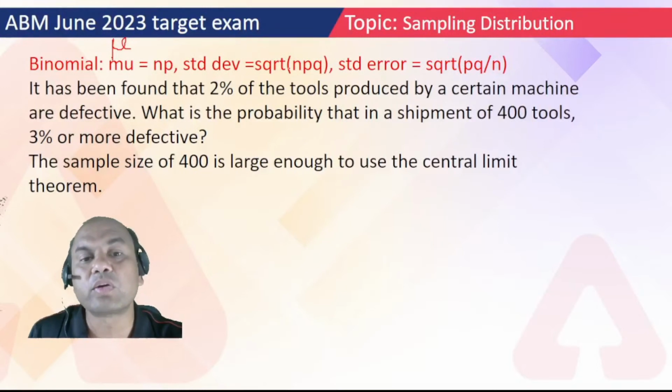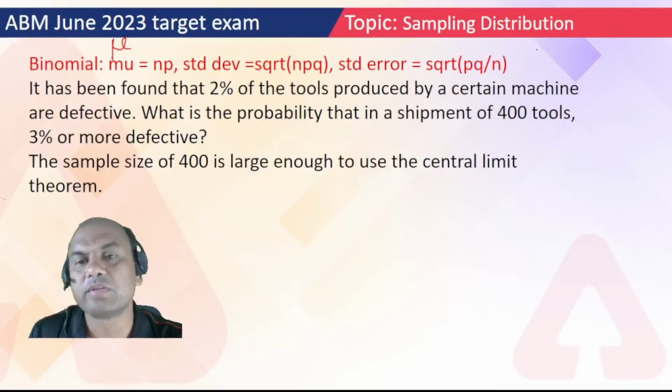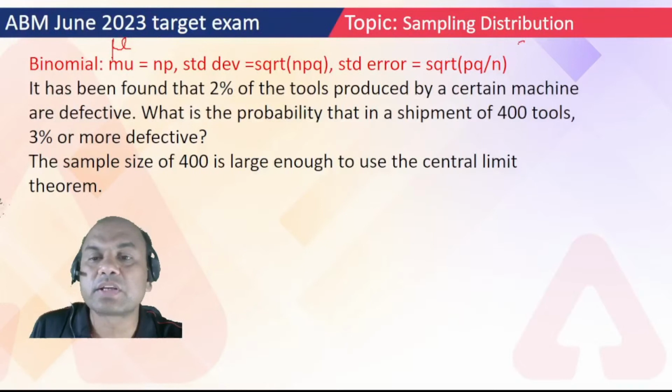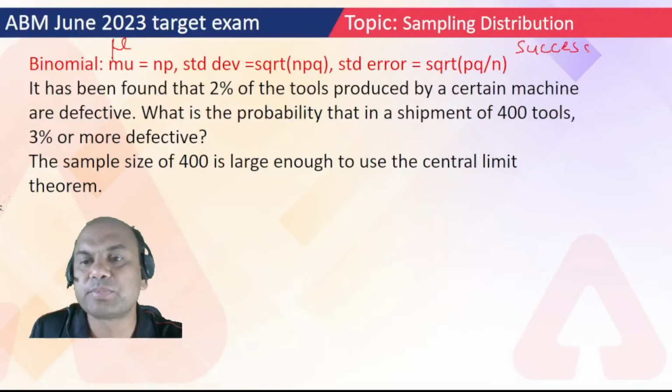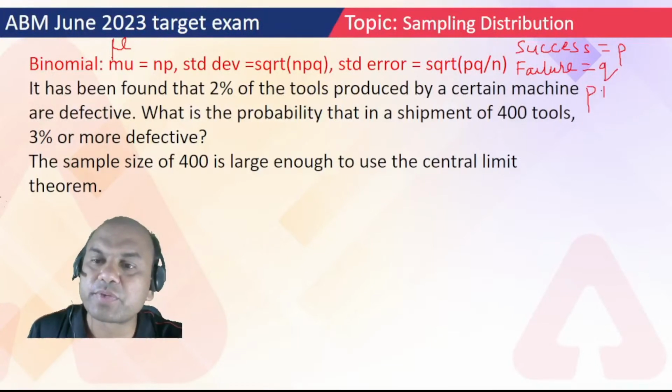But what is P? What is this Q? Always remember, success is always written as P, and failure is always written as Q. P plus Q, success plus failure, should always be equal to 1. So Q equals 1 minus P. Everyone remember this by heart.